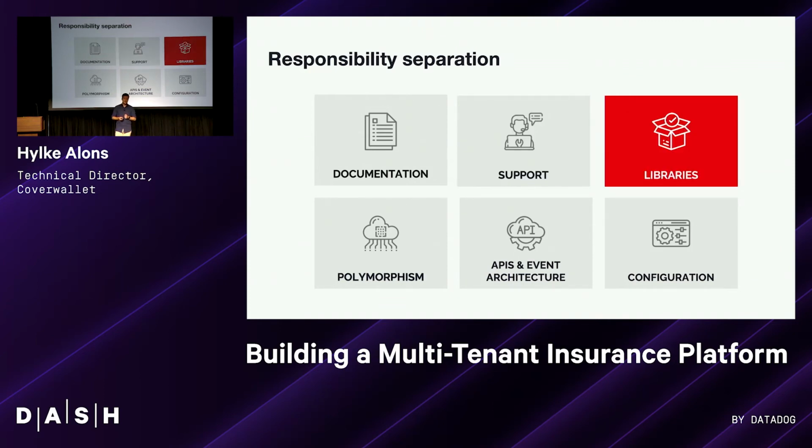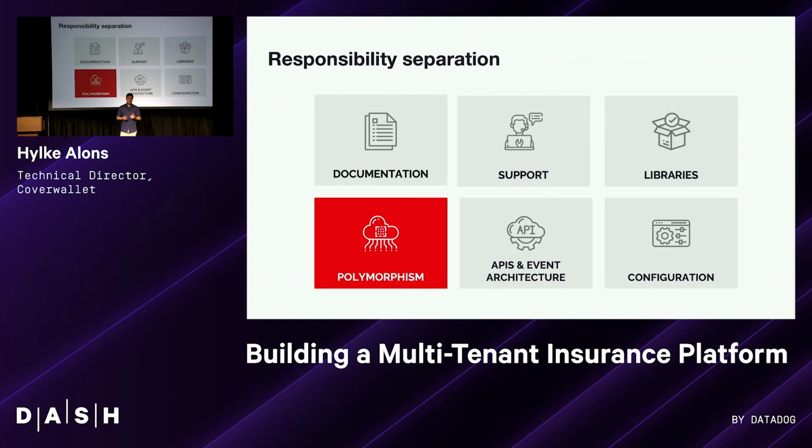Then we have libraries. So our core teams are really focusing on isolating all the functionality into libraries. Having the functionality written in libraries allows the experience teams to move much faster into new regions and make the changes that they need. If that's not possible, we go to polymorphism. And this is the option that we are trying to prevent.